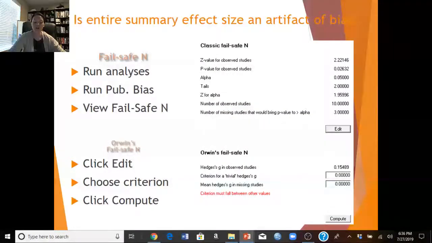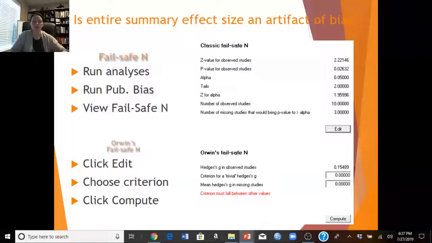So is the entire summary effect size an artifact of bias? Although this is how it's discussed in Borenstein et al., this failsafe N can also be a measure of how non-significant or how small your summary effect size is, which is more of what we see with the Wilson PowerPoint example. So to run this, again, you'll be in the analysis module and you'll have run your publication bias, and then you'll click failsafe N under the View tab.